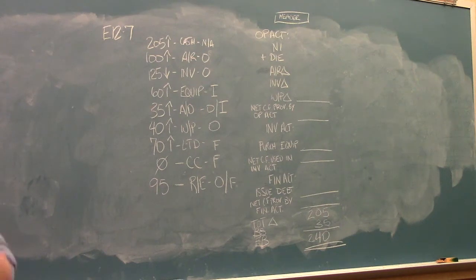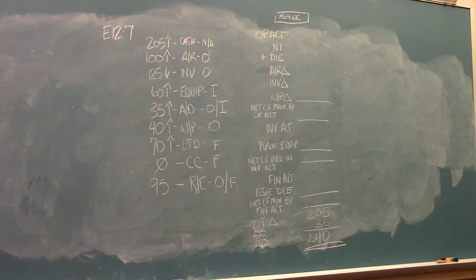Okay, E12.7 says, suppose the income statement for Gago Company reports $95 net income after deducting depreciation of $35. The company bought equipment costing $60 and obtained a long-term bank loan for $70. The company's comparative balance sheet of December 31st is presented on the following page.